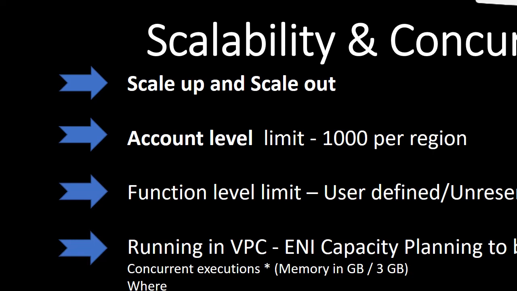Let's talk about scalability and concurrency now. There are two types of scalability: one is vertical and the other is horizontal. In Lambda terms, vertical scalability means increasing the memory resource for a particular function. There is an upper limit in vertical scaling. Lambda currently supports 3 GB of memory as the vertical limit, so you can scale up only to 3 GB for a function.